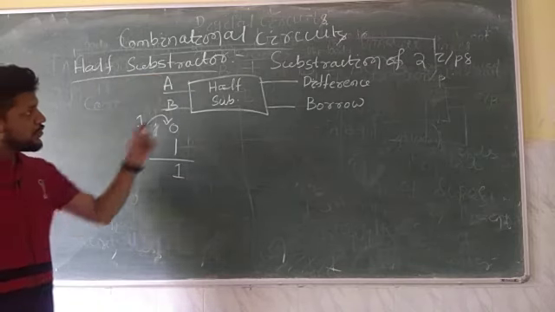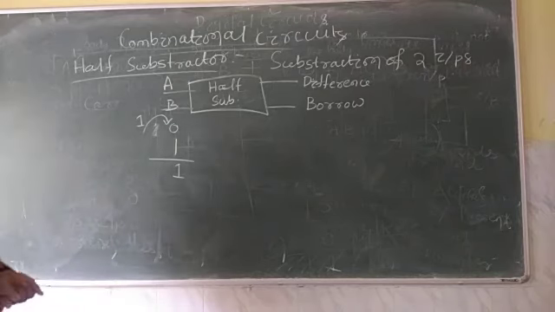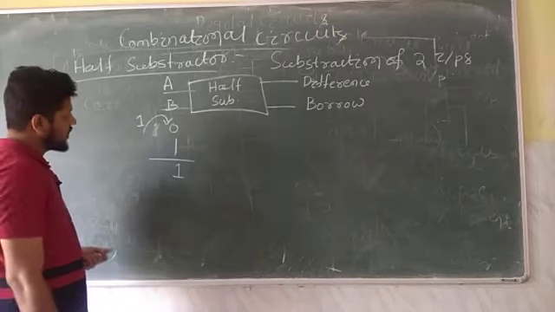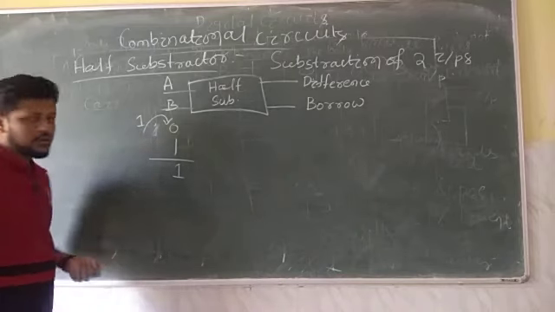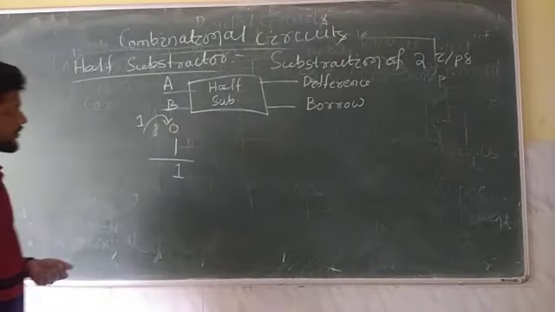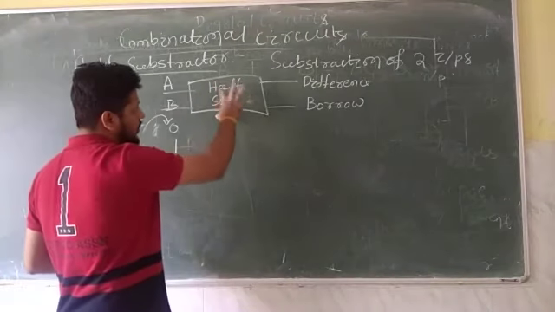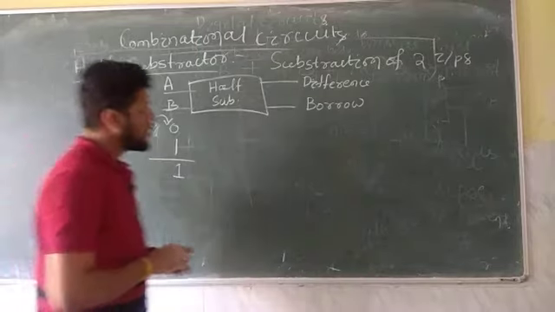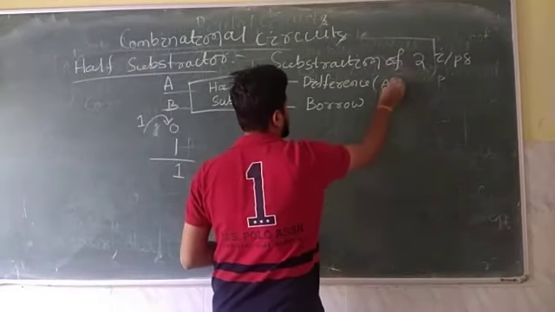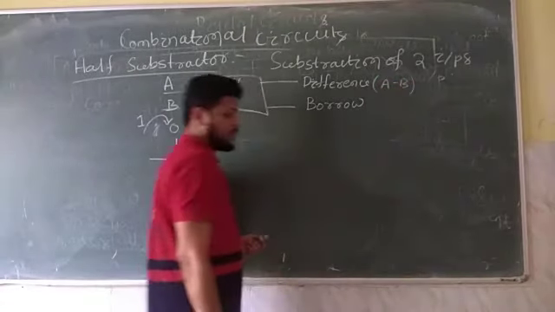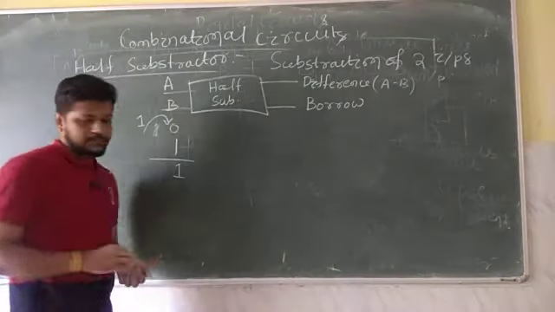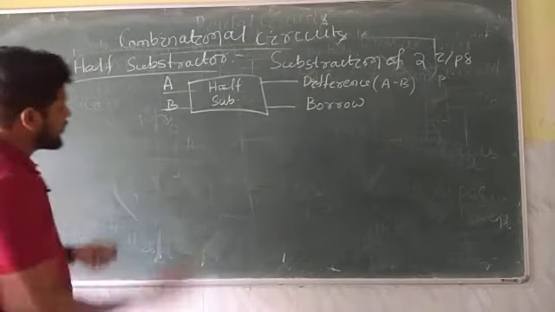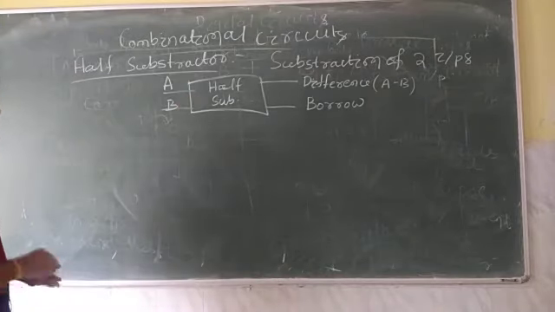So we have difference and borrow. When the first number is lesser than the second number, we have to take some borrow in order to perform the subtraction. So that's why in a half subtractor circuit the outputs are a difference and a borrow. Difference means here A minus B, so B is subtracted from A. So that's the circuit. Now we have input as well as output ready for the half subtractor.